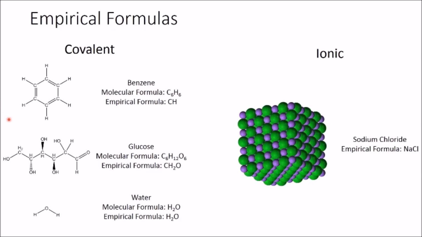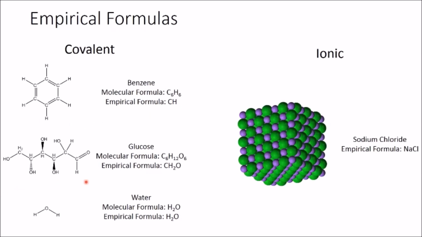In the example of a covalent compound, benzene, which I know is covalent because it contains no metals, it has 6 carbons bonded to each other and also bonded to 6 hydrogen atoms. This discrete unit in benzene has a molecular formula C6H6. The empirical formula for any compound is the simplest ratio of moles. You'll notice that for every 6 carbons there are 6 hydrogens. The simplest ratio is 1 carbon to 1 hydrogen, so the empirical formula is CH.